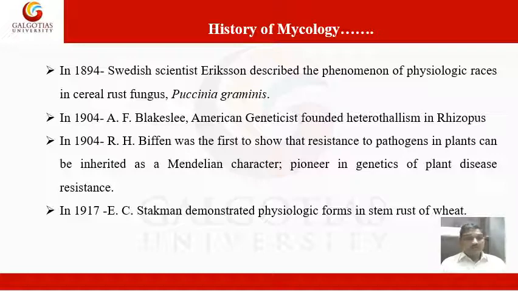In 1904 also, R.H. Biffen was the first to show that resistance to pathogens in plants can be inherited as a Mendelian character, and he was a pioneer in the genetics of plant disease resistance. In 1910, E.C. Stakman demonstrated the physiological forms of the stem rust of wheat.